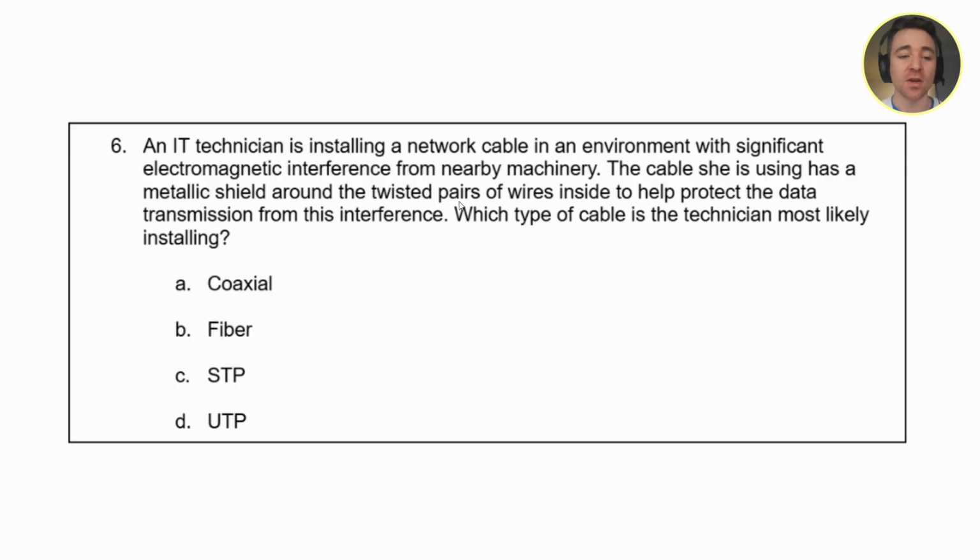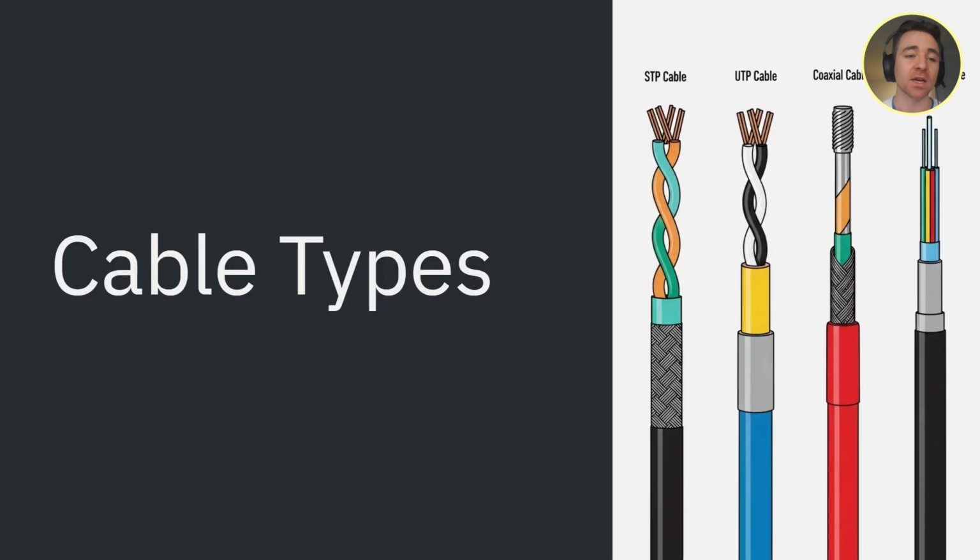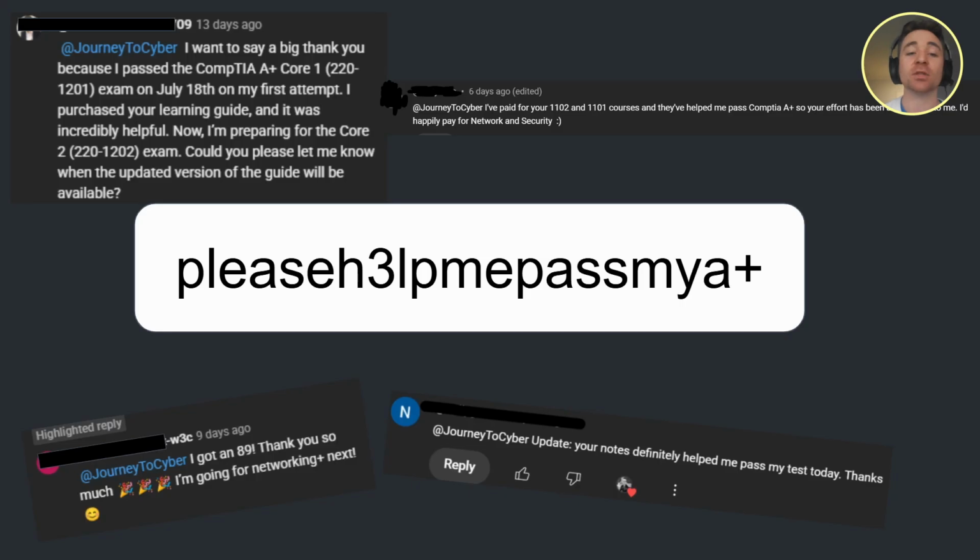So that's ruled out. So now it's either STP or UTP, and we know it has additional shielding. So it had to be STP. Had to be. It's the only potential option there if we know the difference between these cables. Okay, next question from exam objective 4 is coming up.